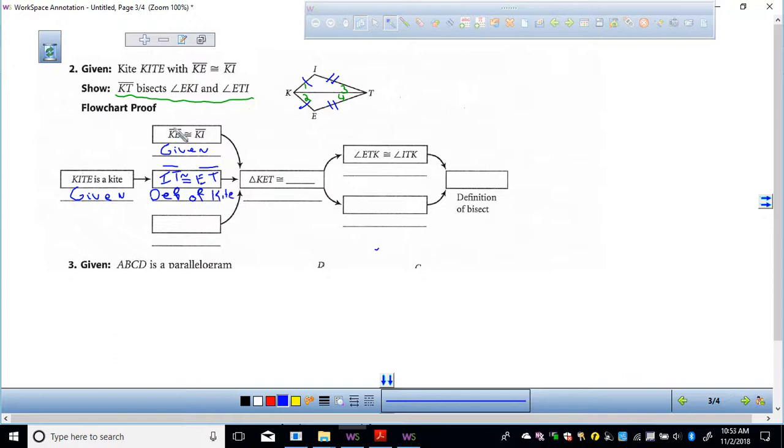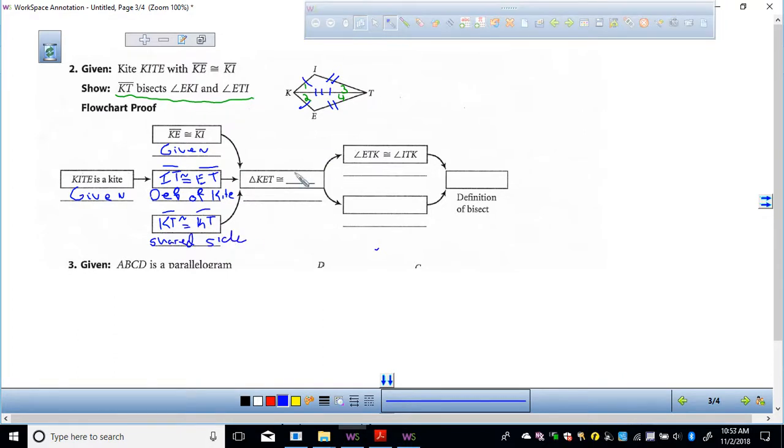So I have two sides. What else can I use in this picture? Charlie knows. What else can I use in this picture? What else can I use? Yep. Shared side. Very good. Another shared side. Very good. Okay? So I know that KT, ooh, that's really a mess, isn't it? Okay? KT is congruent to KT, because it's a shared side. We'll call it shared segment or side.